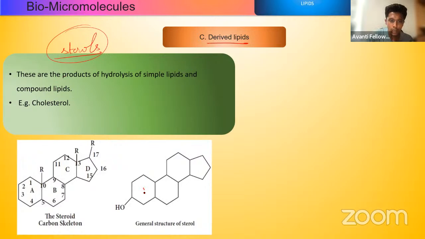If you look at a sterol molecule's chemical structure, you have essentially 4 ring-like structures, and to these 4 ring-like structures, you have an OH group attached to one of these rings as a functional group. All right, so this structure we call the general structure of sterol.